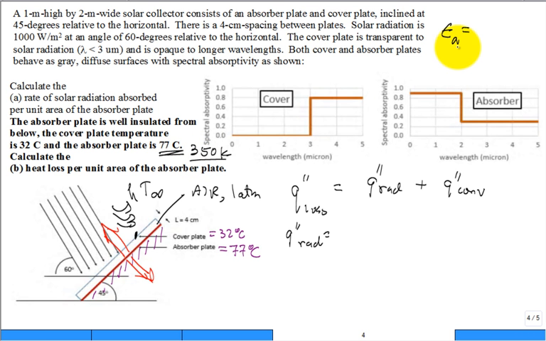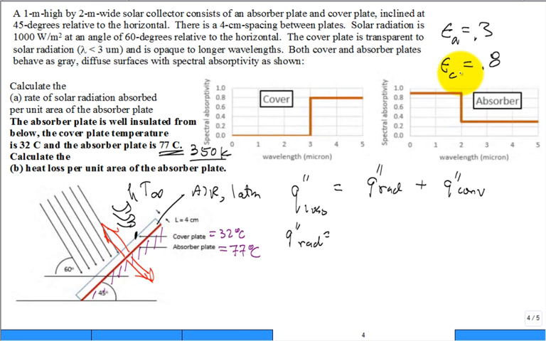So what would be the effective emissivity of the absorber? 0.3. And then what about the emissivity of the cover? Well, at that long wavelength, the cover is not transparent. It's like an opaque surface. And so the emissivity is equal to the absorptivity. And so what's the emissivity of the cover? 0.8, isn't it? That makes sense? Give me a thumbs up if you're with me.